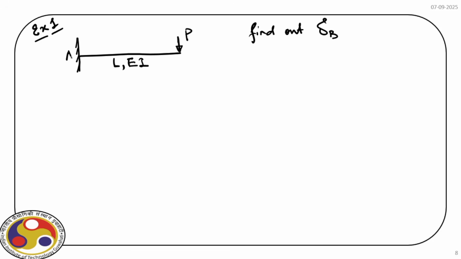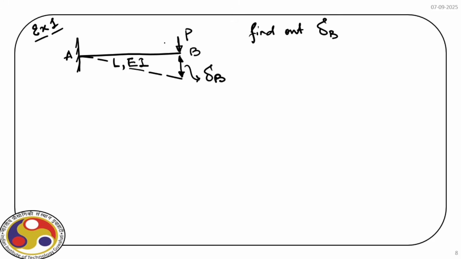So let us mark the ends. So we have A and B, and if we can draw the deflected pattern, this is the deflected pattern, and this deformation is delta B. Our task is to find out the deformation at the free end using the concept of strain energy, right?